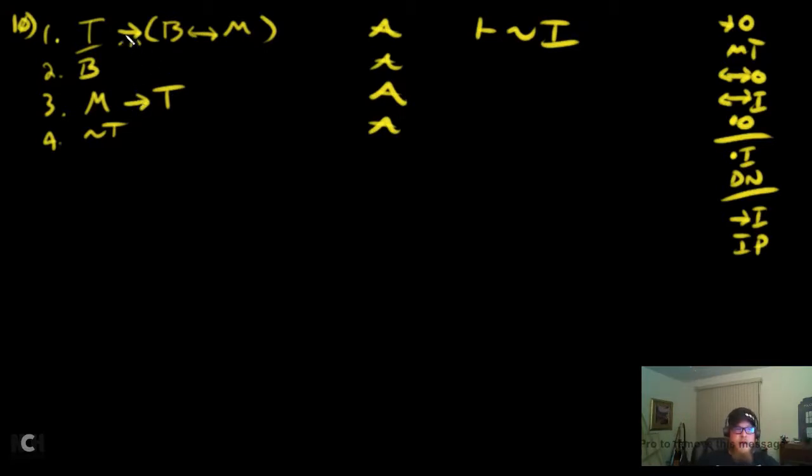So first of all, do we have any arrows not in parentheses? Yep, we got 2. Okay, can we do an arrow out? Nope. Can we do a modus tollens? Do we have a not or squiggle B double arrow M? No. Do we have a squiggle T sign? Yeah, we do. We can do a modus tollens right here. What does that get us? Line 5, squiggle M. Modus tollens, 3 and 4.